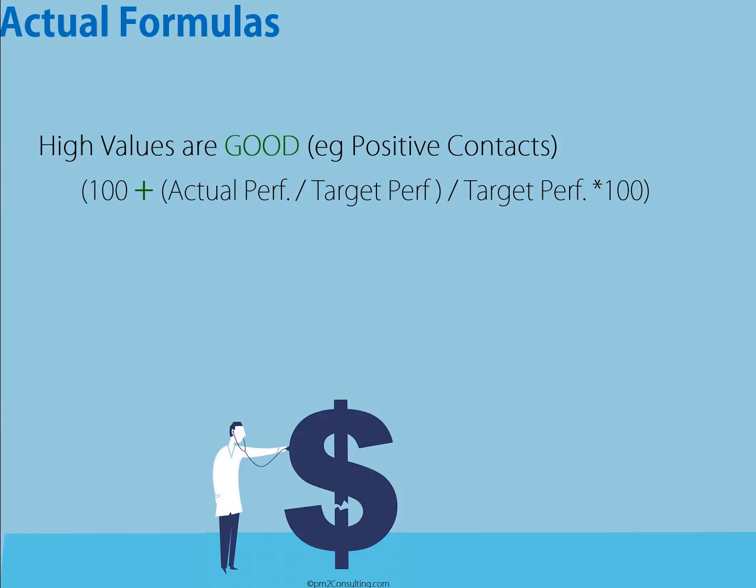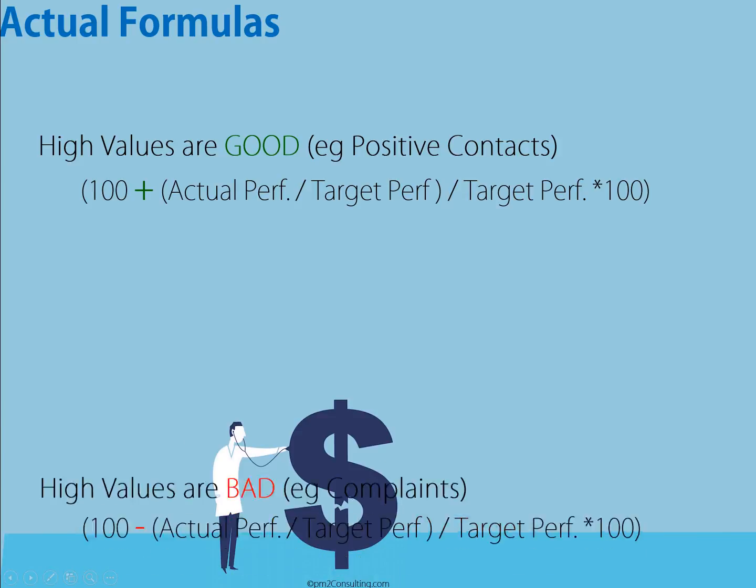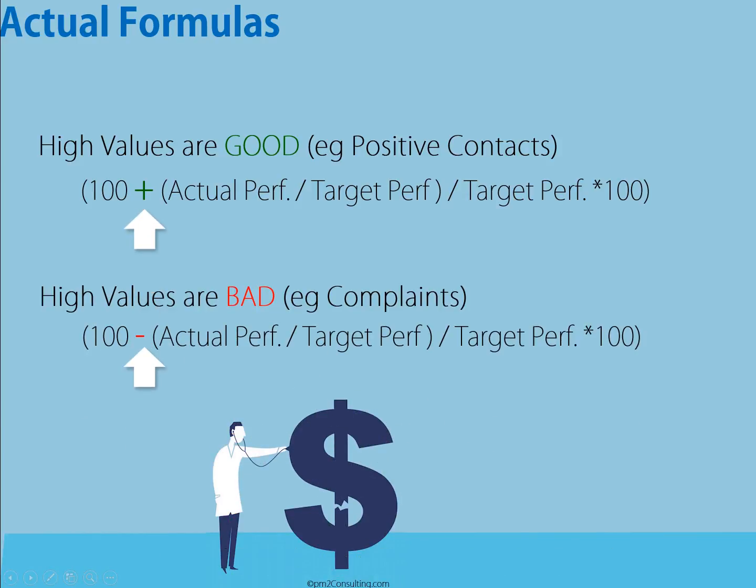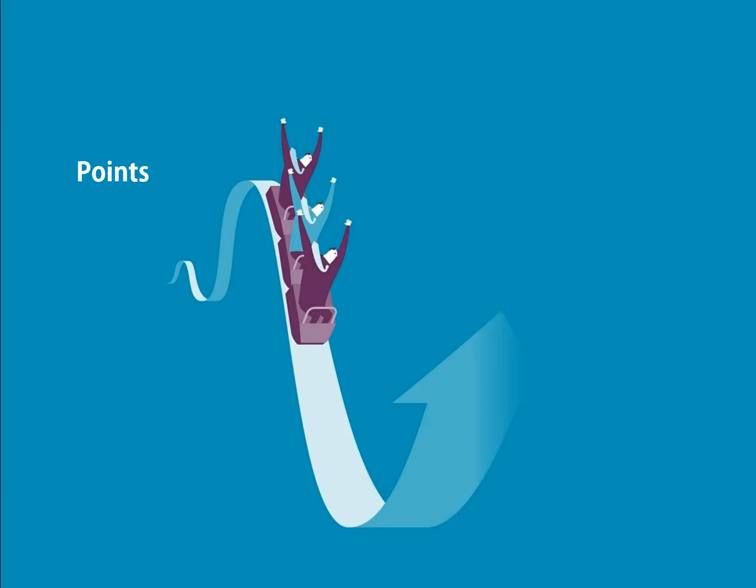Now, the actual formula we use, in case you want to practice this, is if high values are good, we do 100 plus actual minus target over target times 100. If, on the other hand, high values are bad, we change the plus sign to a minus sign. And that allows us to do that calculation to give the correct percentage.